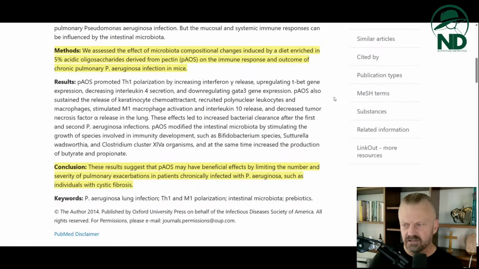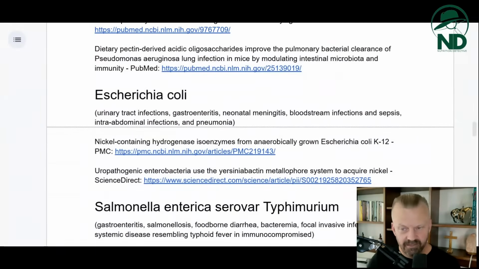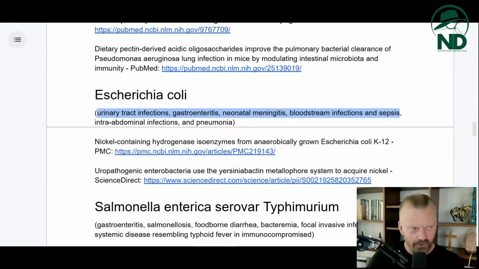Oh, that makes me want to look up cystic fibrosis and nickel. Anyway, moving on. E. coli. Hey, there's another urinary tract infection one. So E. coli, UTIs, gastroenteritis, neonatal meningitis, bloodstream infections, and sepsis. We keep seeing sepsis here for all these nickel-loving pathogens, intra-abdominal infections, and pneumonia.